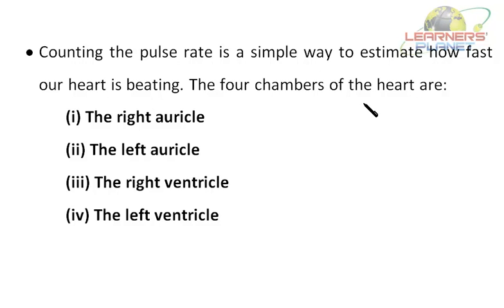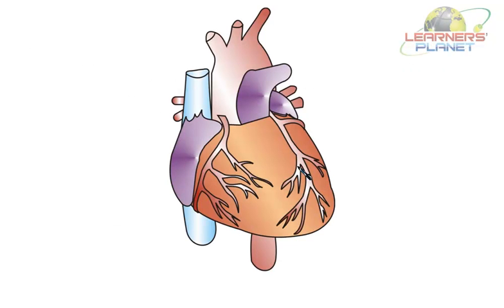So, the 4 chambers of the heart are the right auricle, the left auricle, the right ventricle, and the left ventricle. So these are the 4 chambers of the heart. These chambers can be explained best with the help of a diagram. So this is a beautiful diagram of the human heart. Now we are going to discuss it. So students, see it very properly.